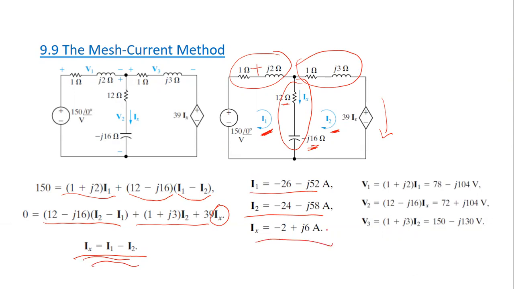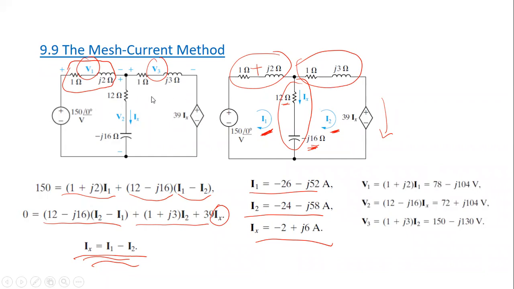Now in this question, it is requested to find the voltages indicated, V1 and V2. As you see, V1 will be the product of the mesh current I1 times this impedance. So this is V1. V2 will be the product of I2 times this impedance. So V2 is the product.